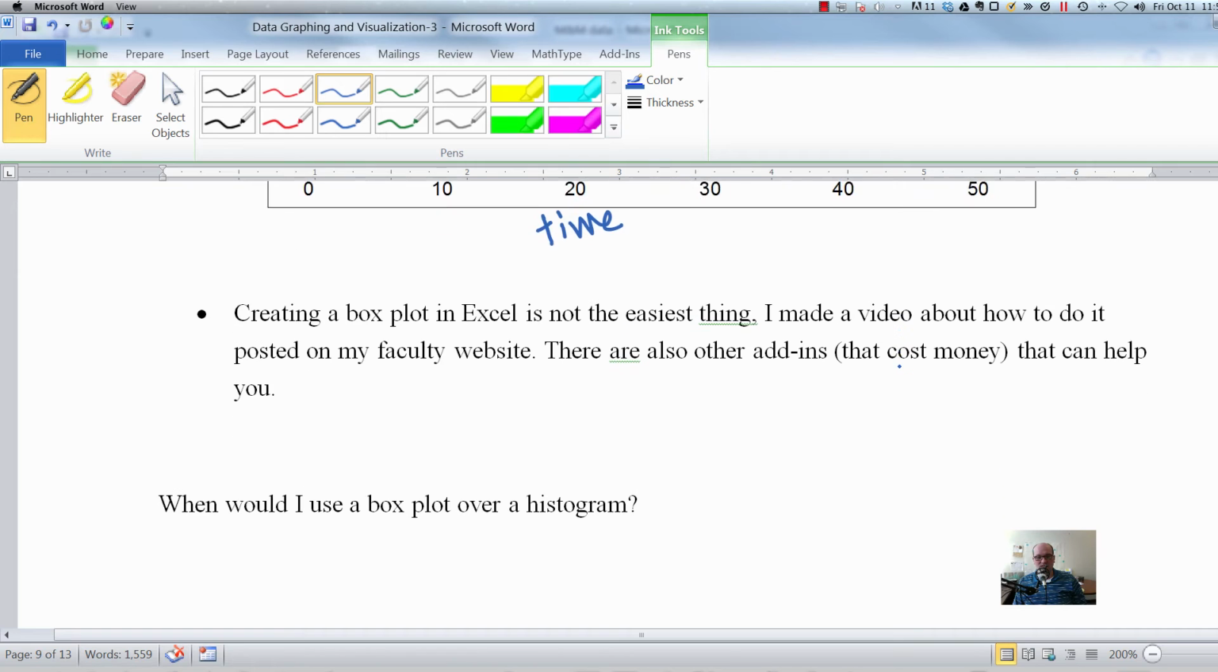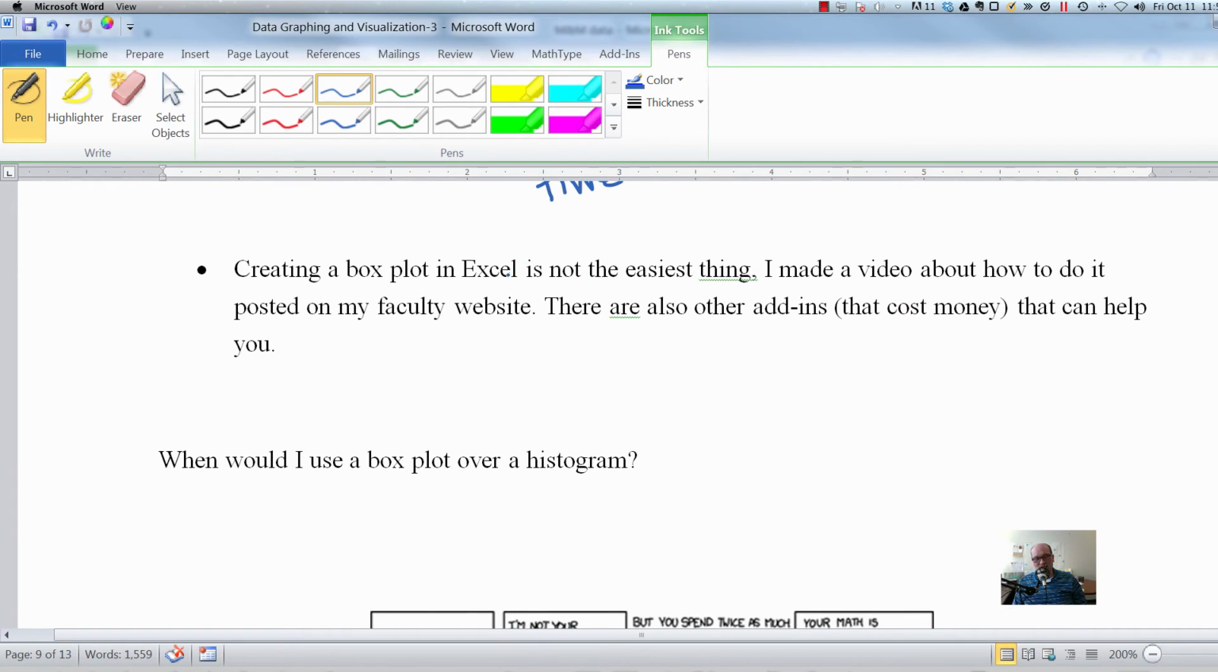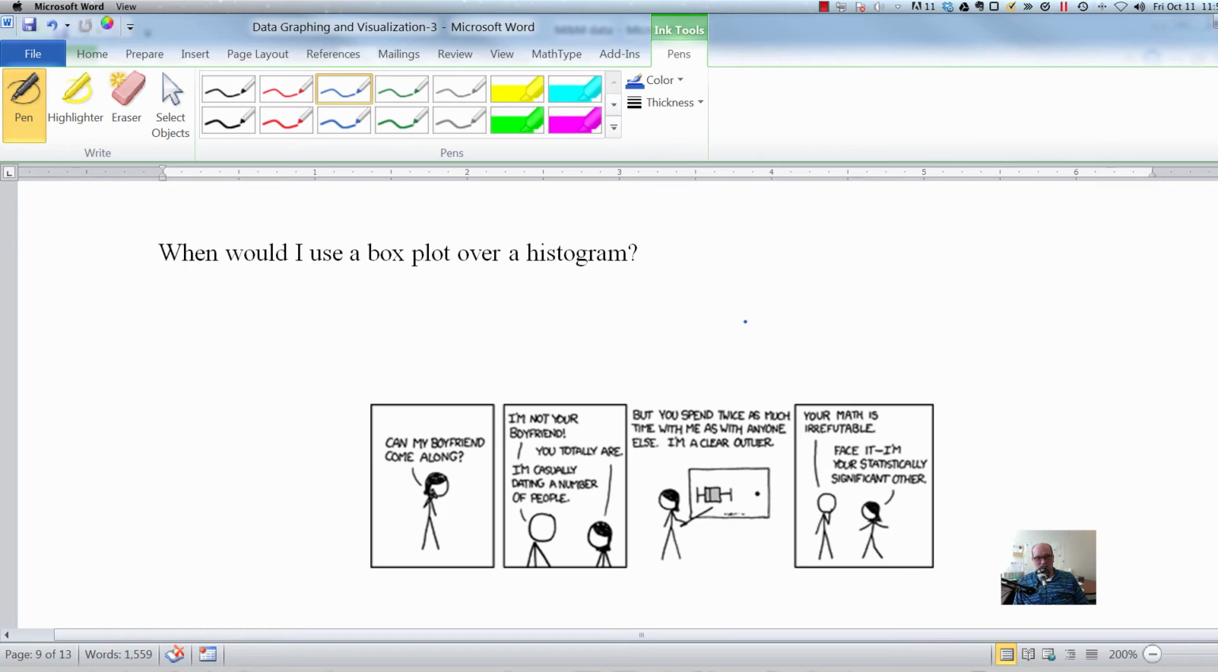There's no way to do this in Excel real easy. There are some add-ins, and I've made a couple of videos. I've actually figured out how to do it in Excel, but it's sort of like standing on your head and doing weird things. So we're not going to force ourselves to do it in this class, but if you'd like to, there are some videos on the website on how to do that.